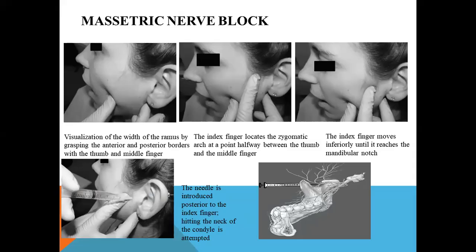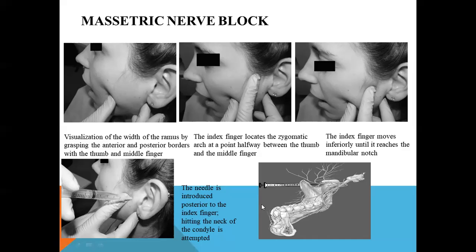Coming to the masseteric nerve block. This picture shows the steps involved in the masseteric nerve block. The first step is the visualization of the width of the ramus by grasping the anterior and posterior borders with the help of the thumb and the middle finger. Then, using the index finger, locate the zygomatic arch at the point halfway between the thumb and the middle finger. The index finger moves inferiorly until you reach the mandibular notch. The needle is introduced posterior to the index finger, hitting the neck of the condyle.